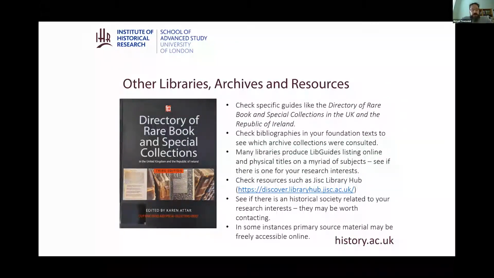There may also be an historical society specifically on your subject of research as well. It may be worth contacting or even joining, since that can give you access to a larger network of expertise as well. And obviously, especially since the pandemic, resources are increasingly becoming freely available online.